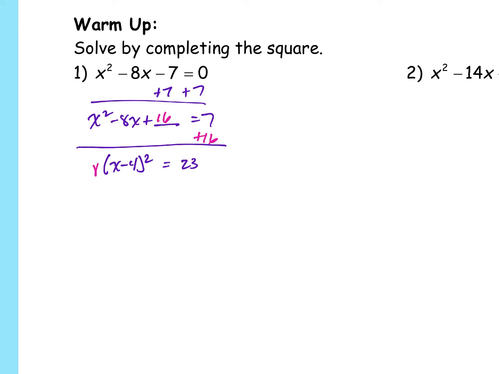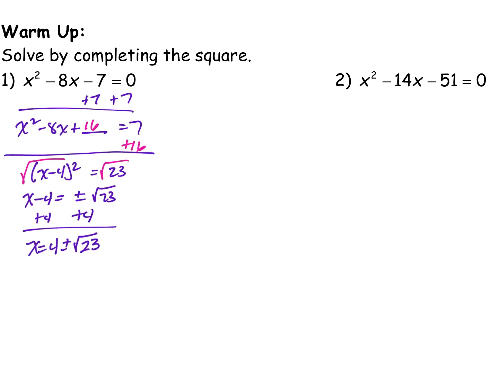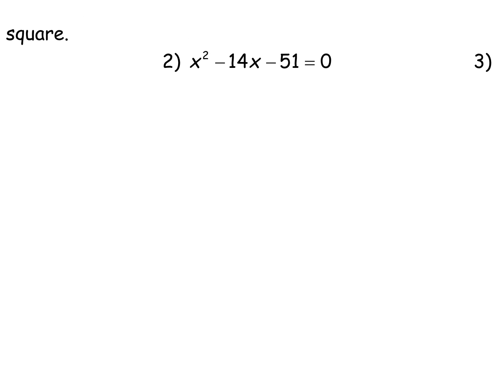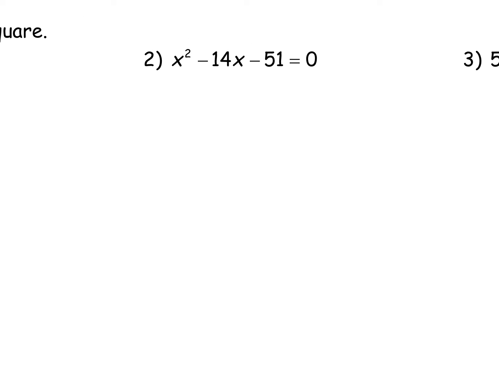And then square root both sides. So I got x minus 4 equals plus or minus the square root of 23. Add 4, and x is going to equal 4 plus or minus the square root of 23. Okay, so there's the first one. It looks like almost everybody that put in an answer got that correct. Good job.